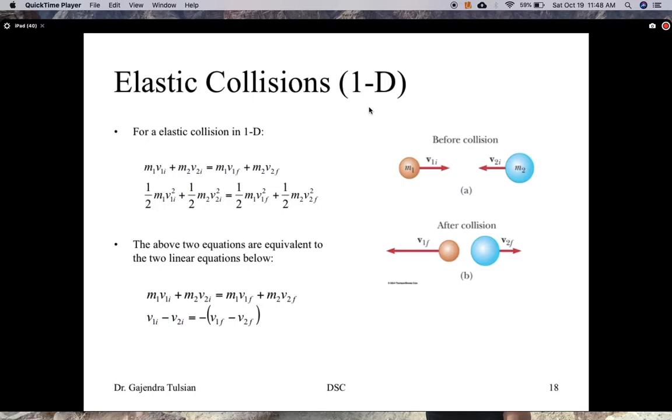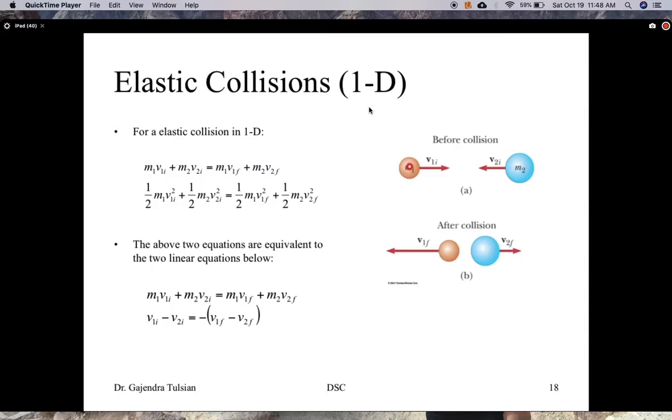So you would appear to be going at him at 15 meters per second. That's what this is, and that's equal to minus V1 final minus V2 final. After you bounce off, you'll fly off in this direction, and that object will fly off in this direction. And to you, you're moving away at minus 15 meters per second. So that's what this is, relative velocity.